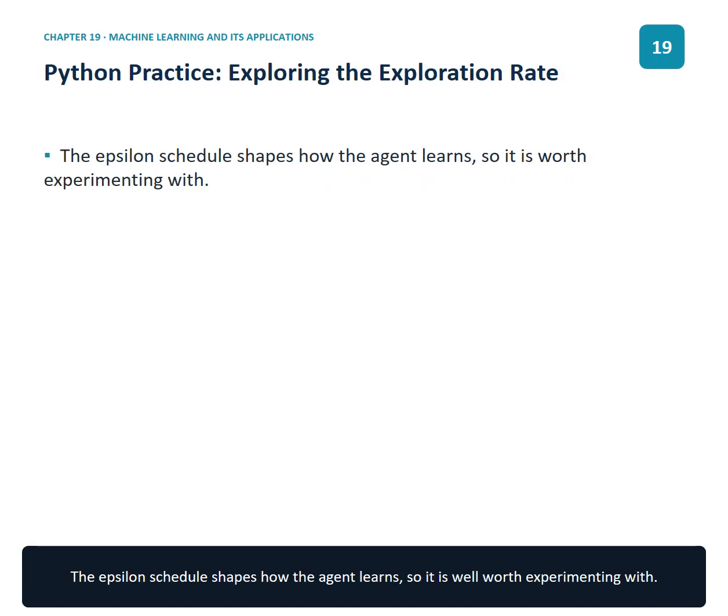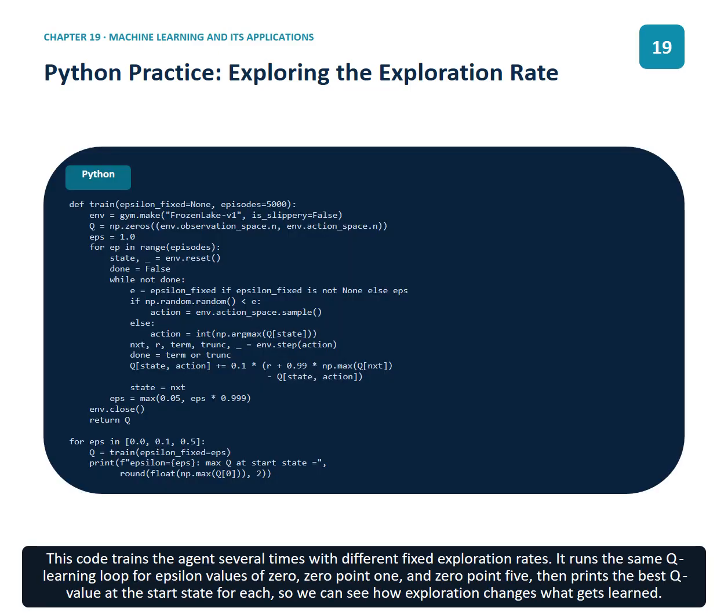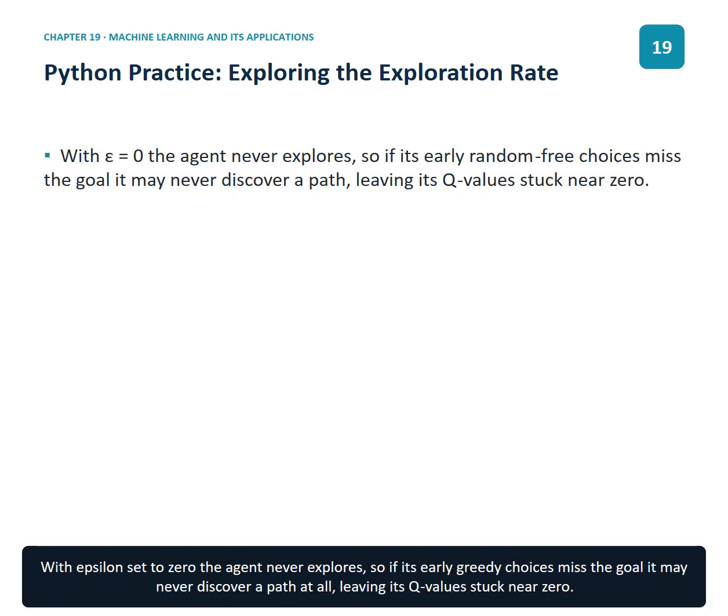The epsilon schedule shapes how the agent learns, so it is well worth experimenting with. This code trains the agent several times with different fixed exploration rates. It runs the same Q-learning loop for epsilon values of 0, 0.1, and 0.5, then prints the best Q value at the start state for each, so we can see how exploration changes what gets learned. With epsilon set to 0, the agent never explores, so if its early greedy choices miss the goal, it may never discover a path at all, leaving its Q values stuck near 0.